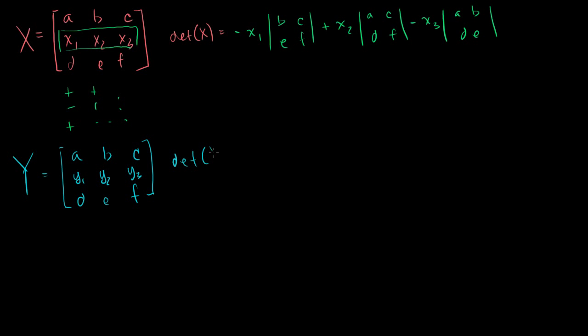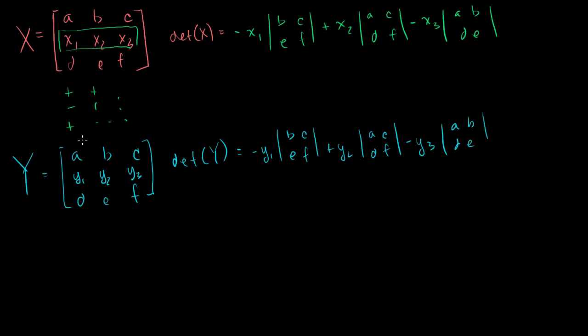Determinant of Y. Well, it's going to be identical to the determinant of X because all the submatrices are going to be the same when you cross out this row and each of the columns. But the coefficients are going to be different. Instead of an x1, you have a y1. So it's going to be equal to minus y1 times the determinant BCEF, plus y2 times the determinant of ACDF, minus y3 times the determinant of ABDE. I think you see where this is going.